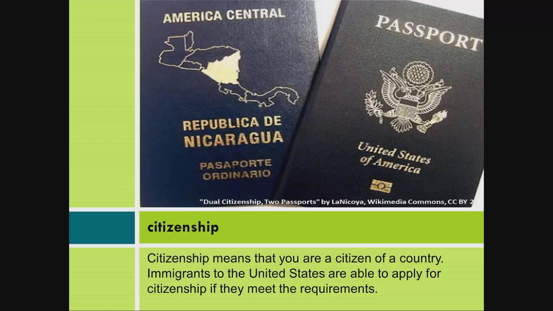Citizenship. Citizenship means that you are a citizen of a country. Immigrants to the United States are able to apply for citizenship if they meet the requirements.